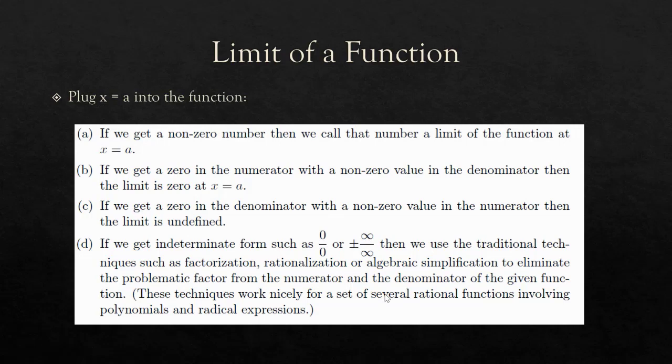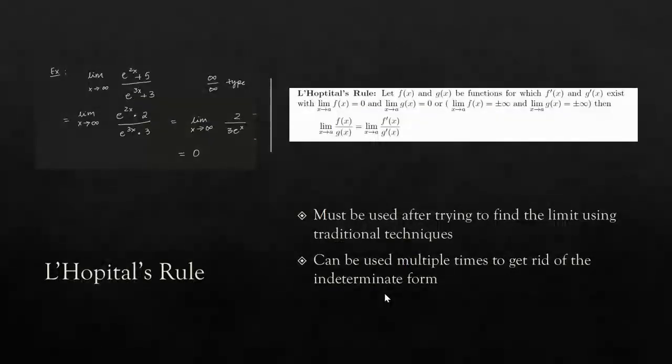But if you get any indeterminate form, such as 0 over 0 or infinity over infinity, we would do traditional techniques first. We would try to factor the numerator or the denominator. We would try to simplify it. We would try to multiply by a binomial conjugate, or do something to simplify the equation down to a point where we can plug a back in to see if we can find the limit of the function. But if none of those work, then we use L'Hopital's rule.